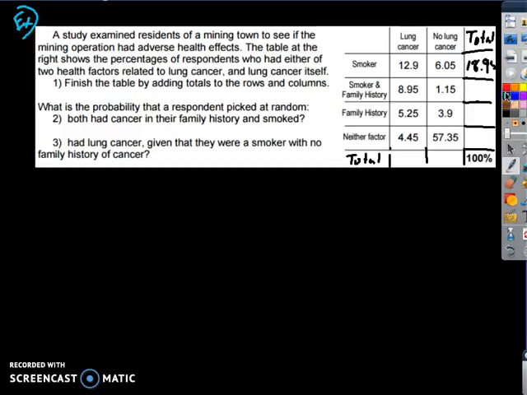Use a different color from here on out. And if you add these numbers, you should get 10.1. Adding these should give you 9.15. Adding these, you should get 61.8. These numbers added for the lung cancer column is 31.55. And the people who didn't have lung cancer at all should be 68.45.